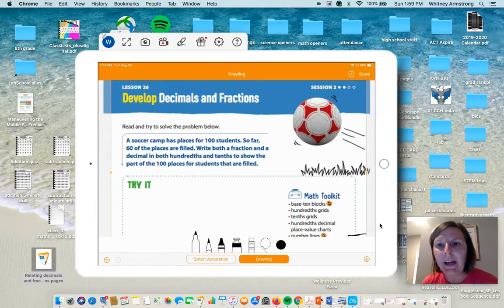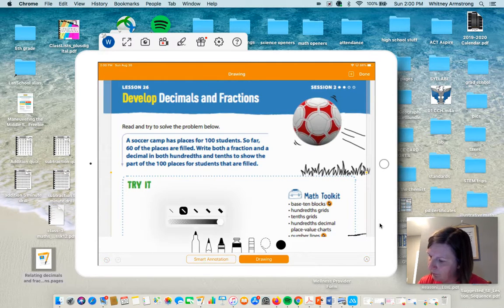Okay, so we're going to look at this first problem. It says a soccer camp has places for 100 students. So far, 60 of the places are filled. Write both a fraction and a decimal in both hundredths and tenths to show the part of the 100 places for students that are filled. So we know there are 100 students, 60 places are filled.